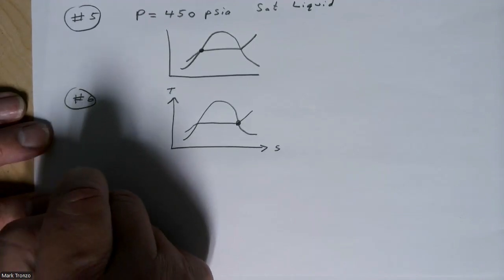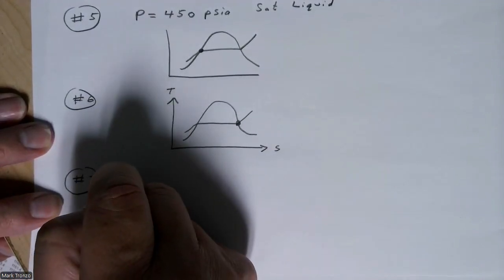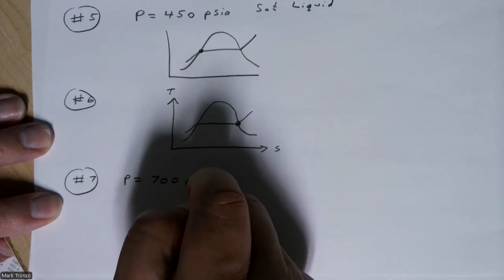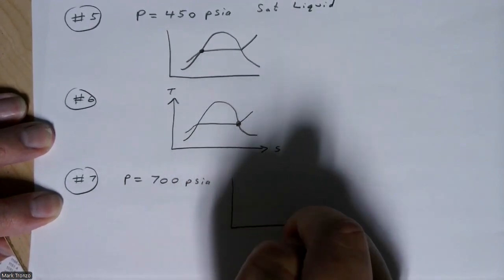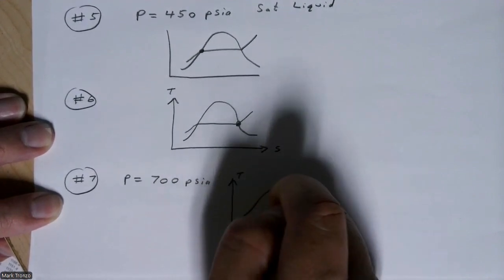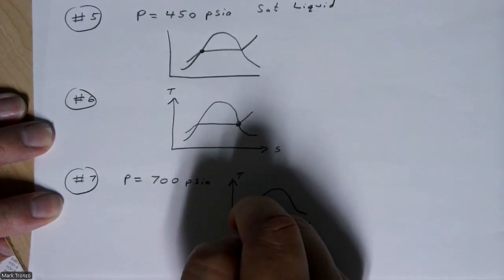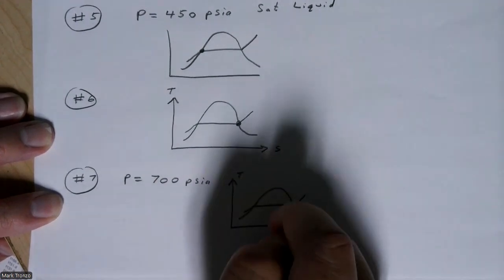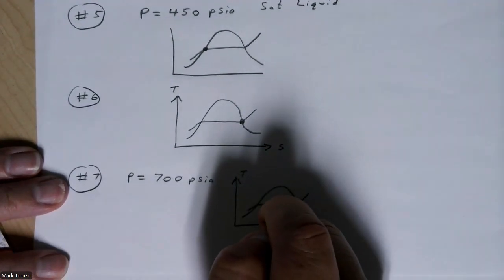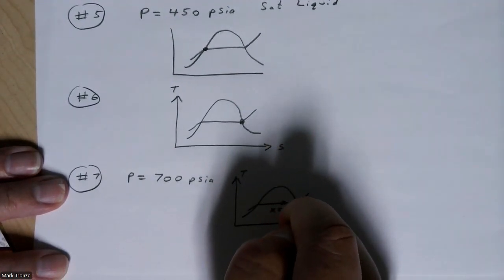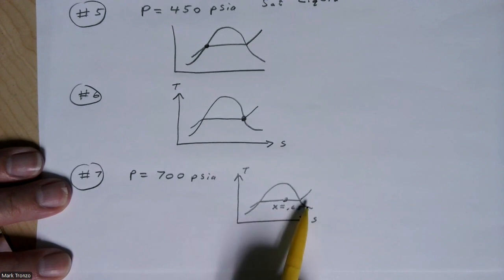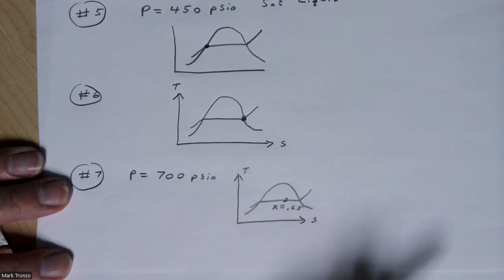So number 7, again, we're told pressure is 700 psi A. And we'd have a mixture like here, 0.65, somewhere here. So to look, you can sort of figure it's going to be, again, 65% along this line here. So it's going to be approximately there.